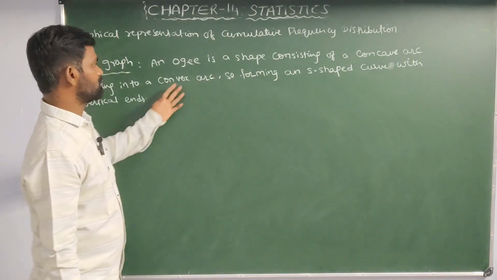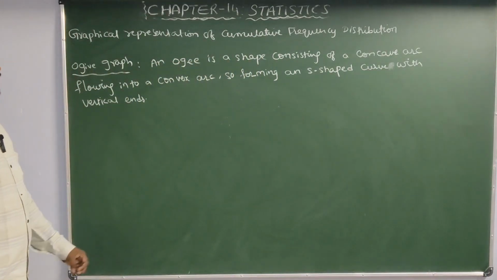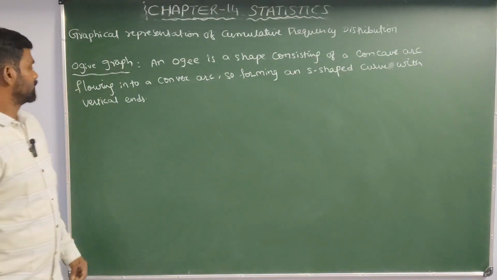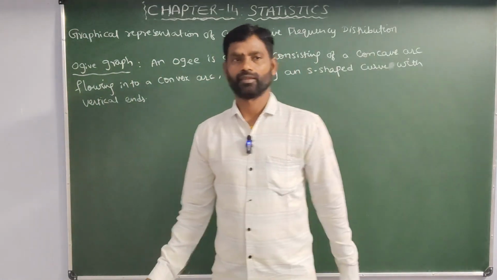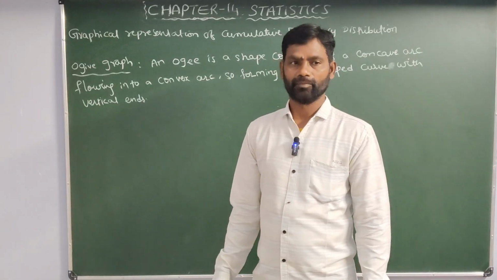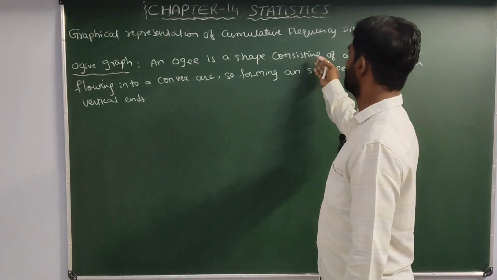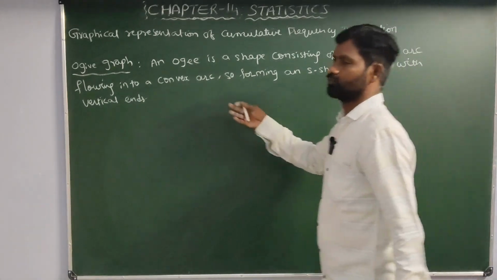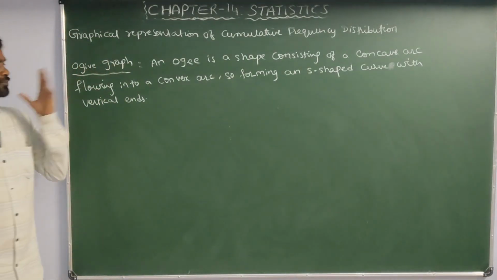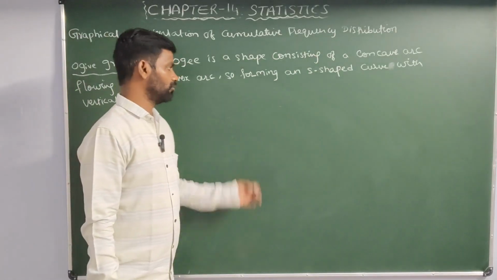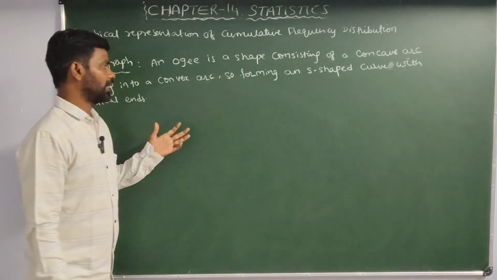So what is an ogive graph? An ogive is a shape consisting of a concave arc flowing into a convex arc, so forming an S-shaped curve with vertical ends. So it is one graph, and we are going to use that graph for finding the median. This is the definition. It was used in old architecture, in the ancient period.